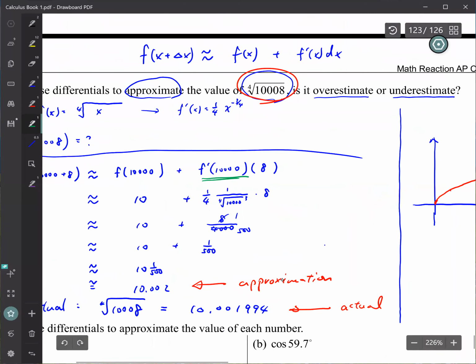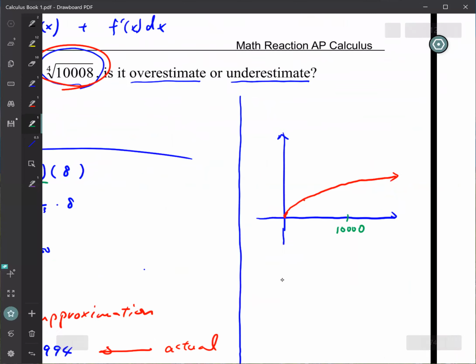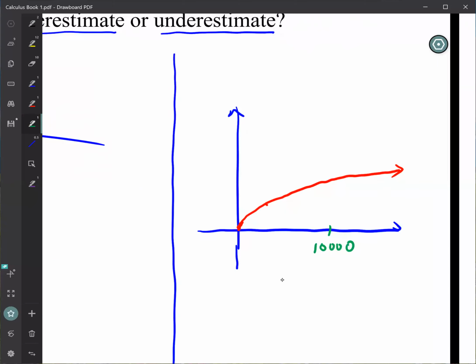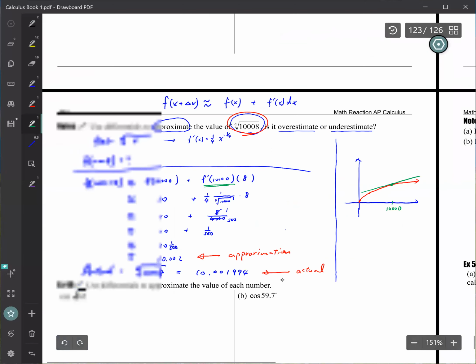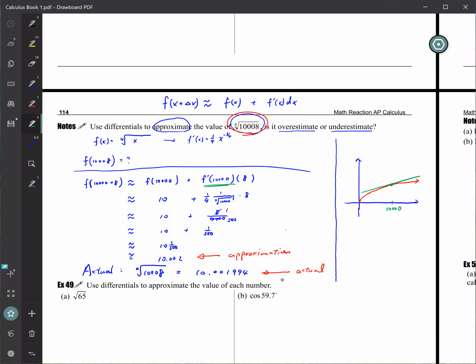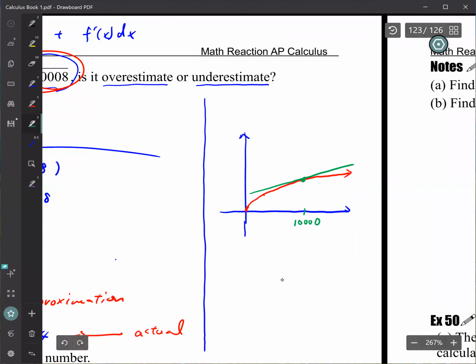Okay, so that's where you put the tangent. Let's zoom in here, 10,000, and you put the tangent there. So what's actually happening here? You are trying to use the green line to estimate the y value at 10,008. I'm going to pretend 10,008 is a little bit further away. In fact, it should be really close. So you are trying to get this value.